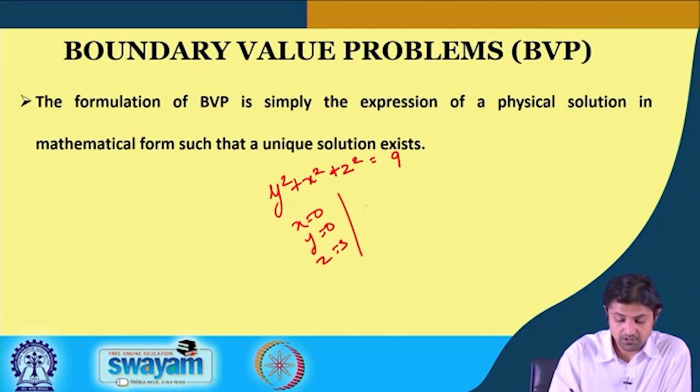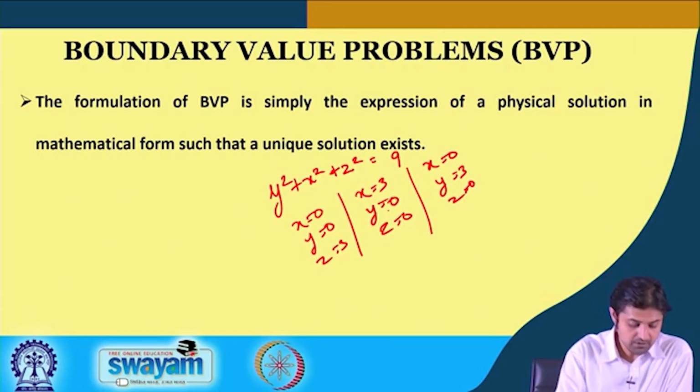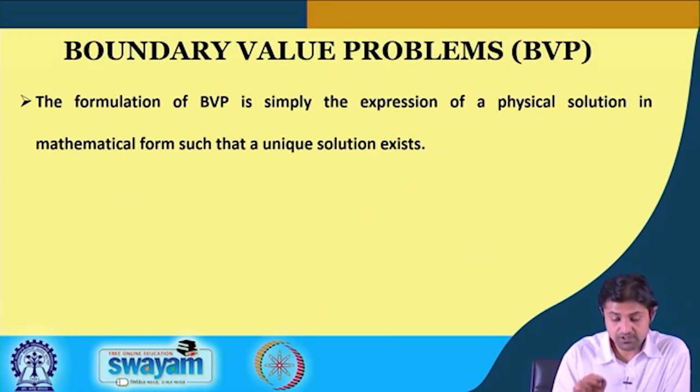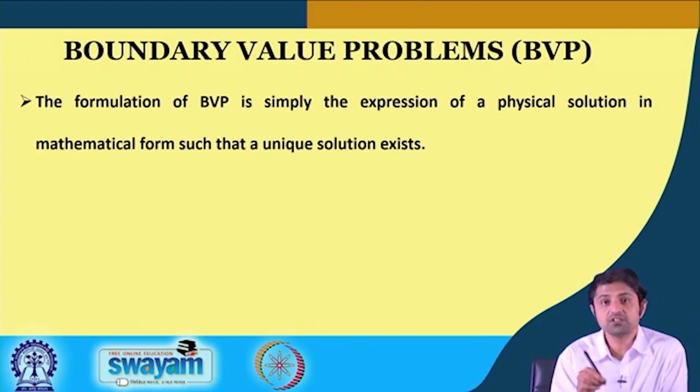This is one solution. The other solution could be x is equal to 3, y is equal to 0 and z is equal to 0. Another solution could be x is equal to 0, y is equal to 3, z is equal to 0, and similarly there could be many other combinations. I have just written them down in the form of integers, but there could be many solutions. All right, but in the formulation of a boundary value problem, it is important that there will exist only a unique solution for one particular value of boundary. This equation will have one unique solution.